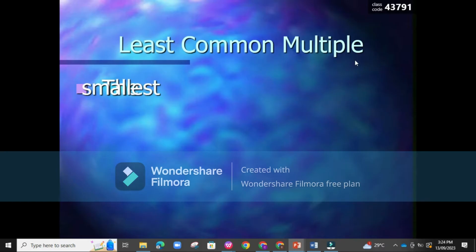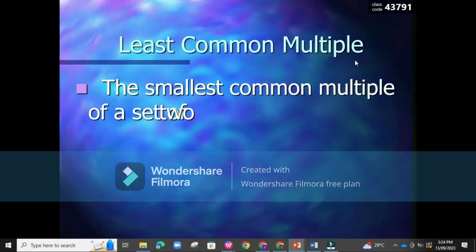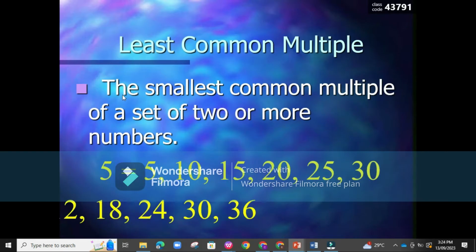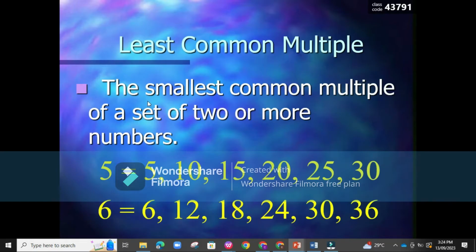So, we're done giving examples of common multiples. Now, we are going to focus our attention on the least common multiple. The least common multiple refers to the smallest common multiple of a set of two or more numbers.